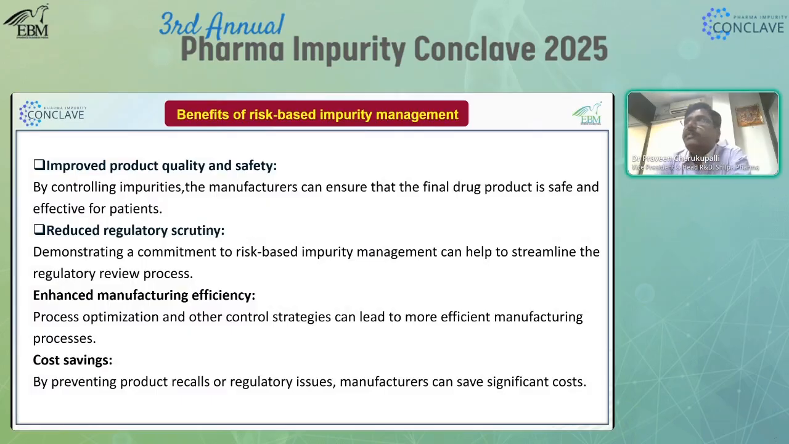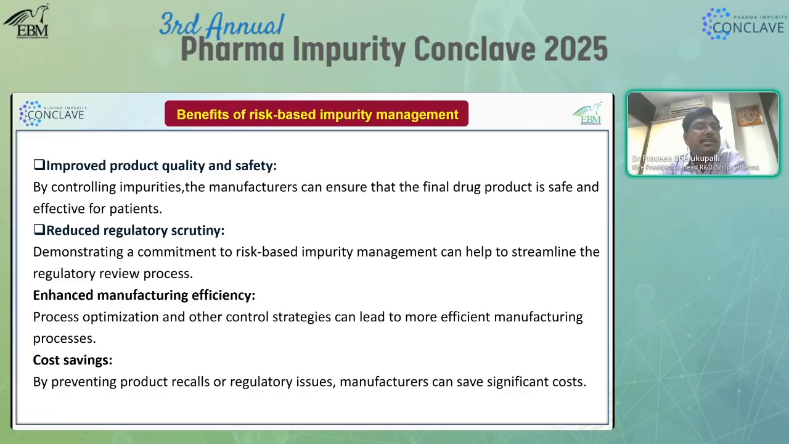What are the benefits? By doing risk-based impurity management, the first thing is improved product quality and safety. By controlling impurities, the manufacturer can ensure that the final drug product is safe and effective for patients. And reduced regulatory scrutiny. Demonstrating a commitment to risk-based impurity management can help to streamline the regulatory review process.